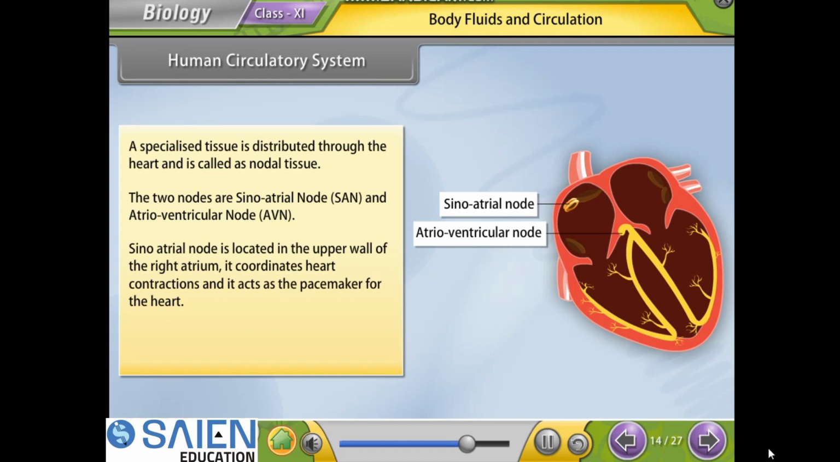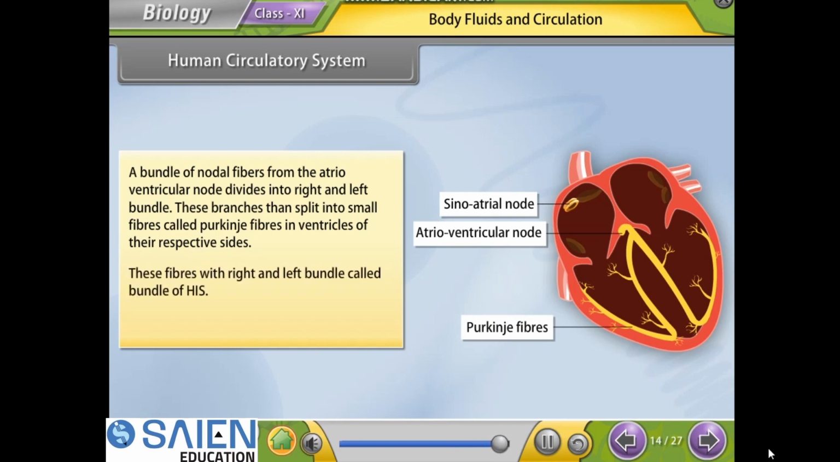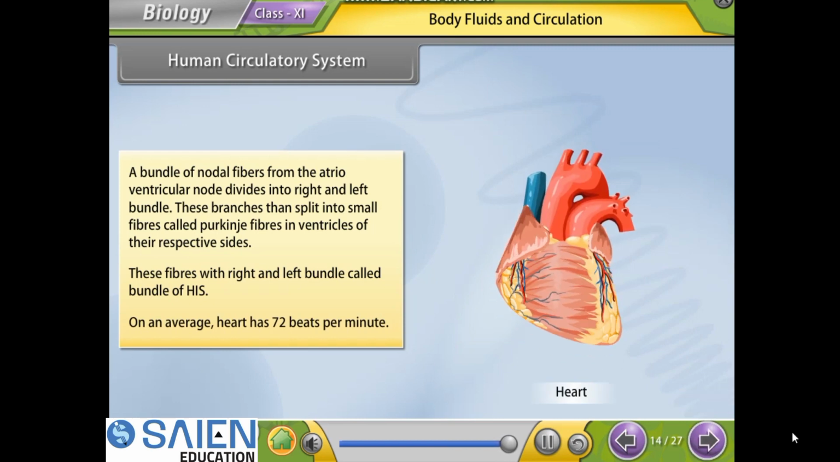Sinoatrial node is located in the upper wall of the right atrium. It coordinates heart contractions and acts as the pacemaker for the heart. Atrioventricular node is placed in the right atrium near the atrioventricular septum. A bundle of nodal fibers from the atrioventricular node divides into right and left bundle. These branches then split into small fibers called Purkinje fibers in the ventricles of their respective sides. These fibers with the right and left bundle are called bundle of HIS. On an average, the heart has 72 beats per minute.